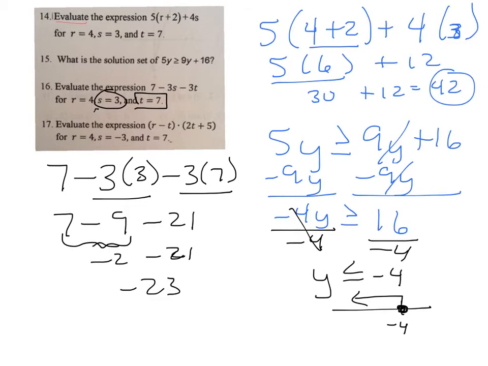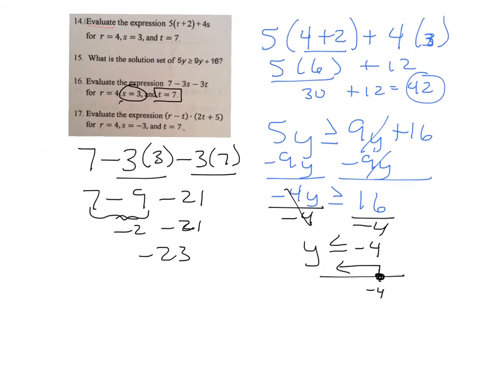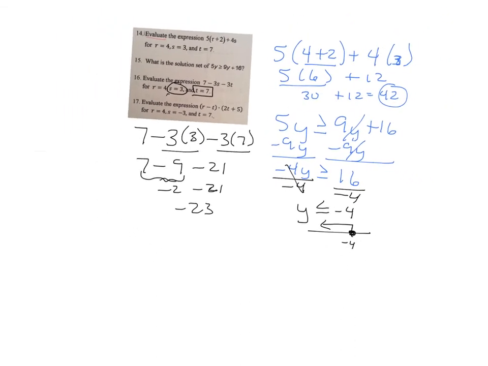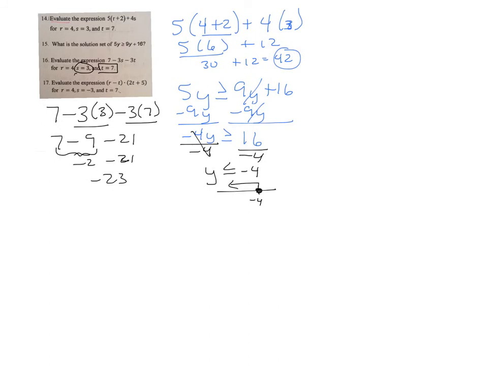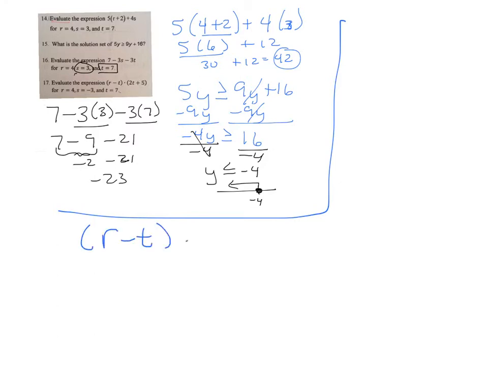Now, let me go ahead and minimize these. I can't do that, so I'm going to minimize that so I have room for number 17. Now, in this case, number 17 is parentheses R minus T times 2T plus 5. So I'm going to replace R and T. R in this case is a 4. T in this case is 7. Times 2, again, T is 7, so that's times 7, and then plus 5.